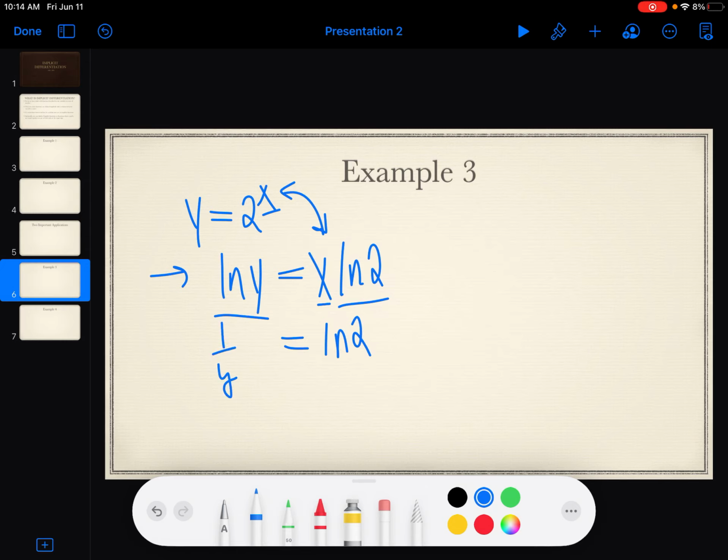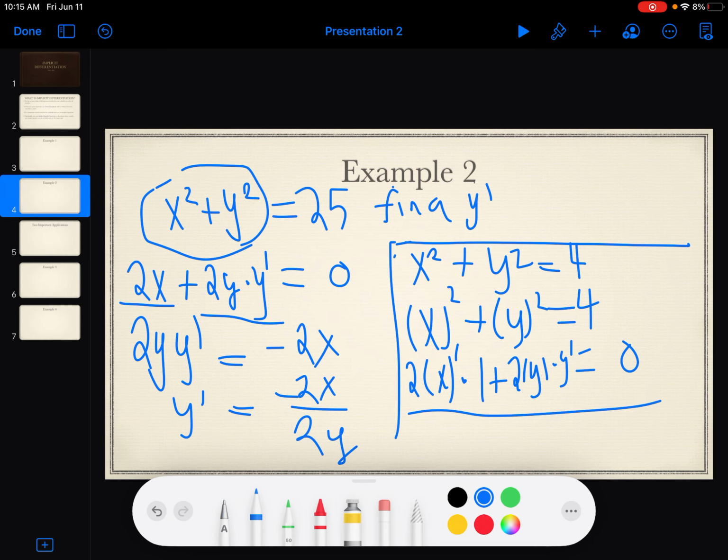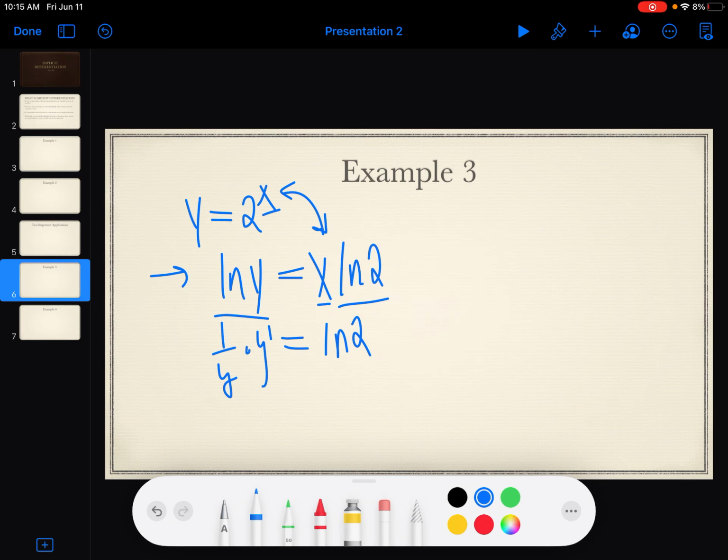So we get 1 over y times y prime, because we have to use the chain rule. Just as I showed you in example 2, we use the chain rule: 1 over y times y prime. Because something's acting on y, we have to take the derivative of the function, then the derivative of y itself with respect to x, and that is this part. So now we've got y prime.